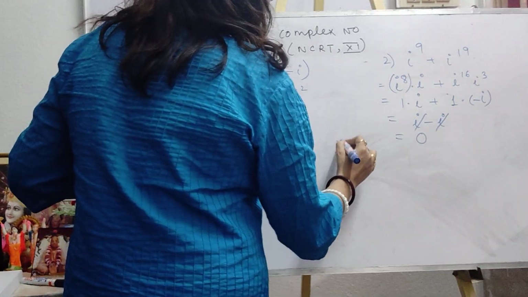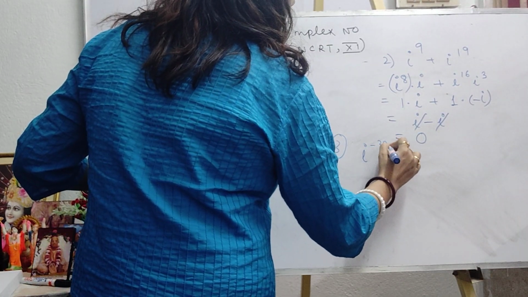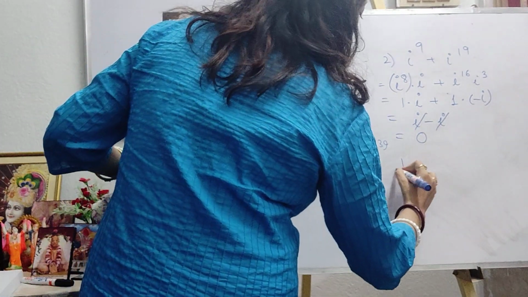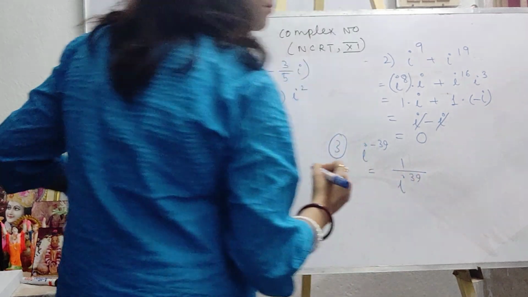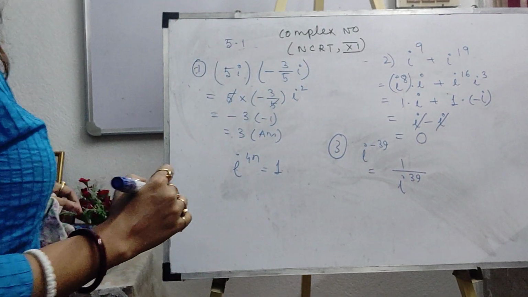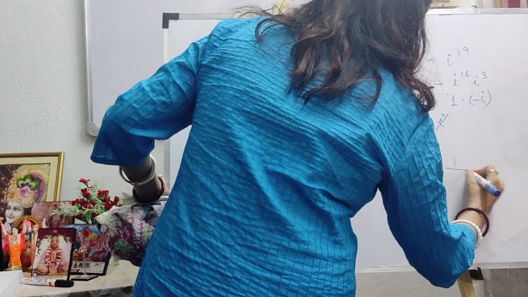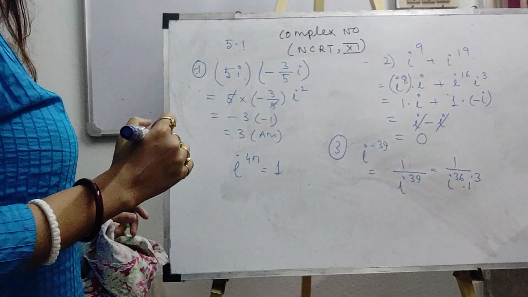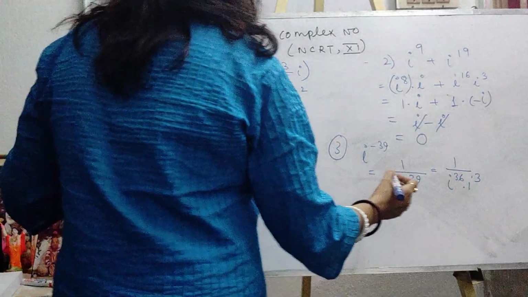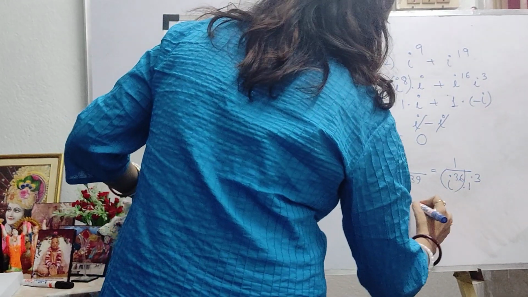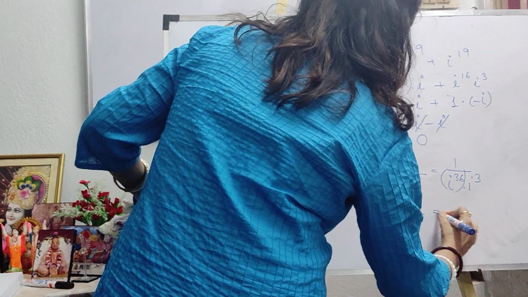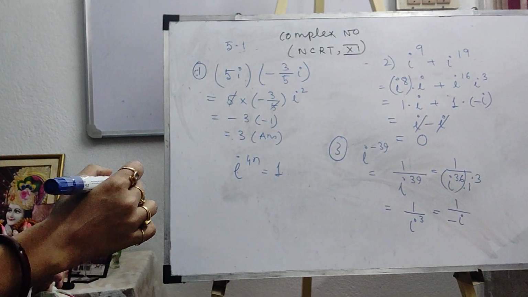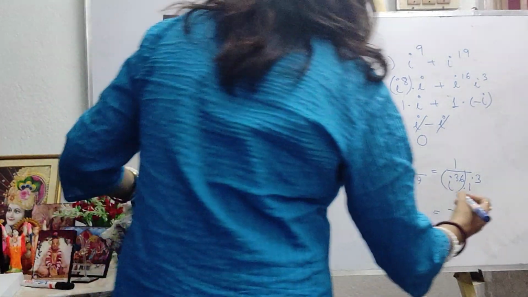Number 3. i to the power minus 39. First, let me write 1 by i to the power 39. 39 means 1 by i to the power 36 into i cube. Alright. i to the power 36 means 1. So that is 1 by i cube. That is 1 by minus i. 1 by minus i means multiply with i on both sides.